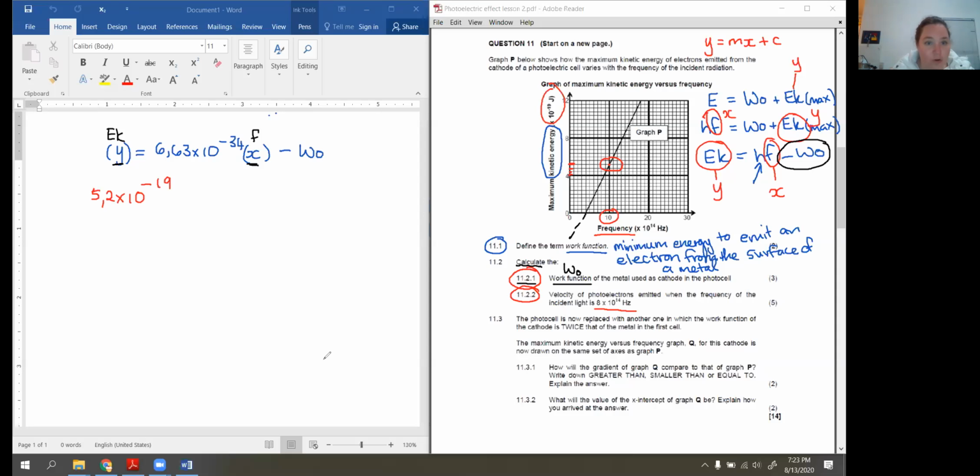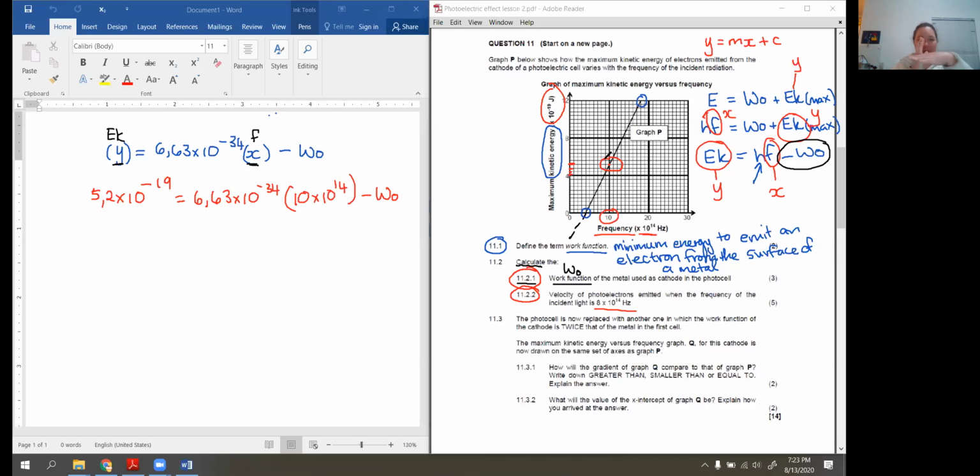Don't forget those units: h times f equals 6.63 times 10 to the negative 34 times my x. My x is 10 times 10 to the 14. Do not forget your scientific notation, minus W naught. I've chosen one point. You could pick any other point on the graph. There's another one there that's rather neat. There's one down the bottom that's rather neat.